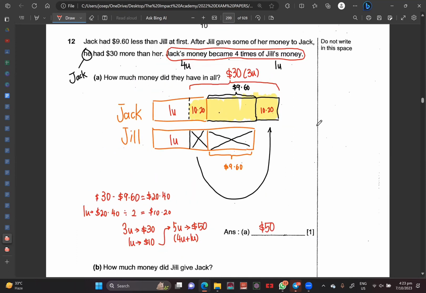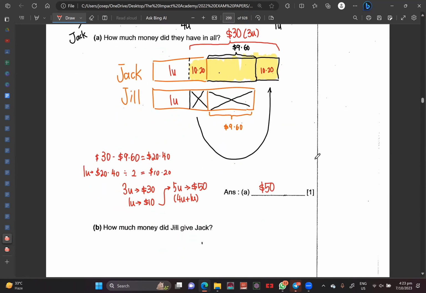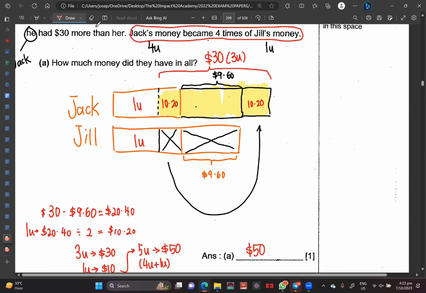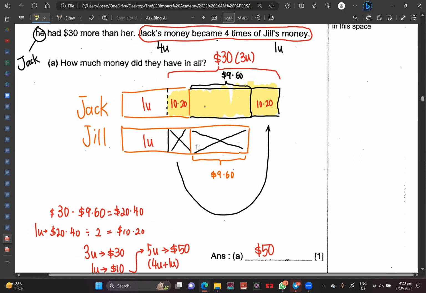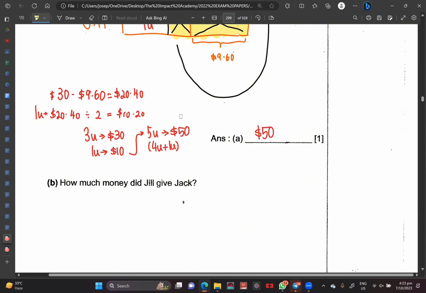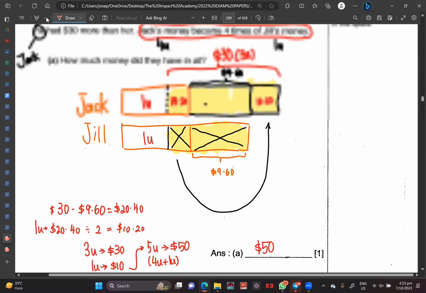In the next question, it says, how much money did Jill give Jack? Now, ask yourself a question. How much money did Jill give Jack? We will just have to look at whatever there is over here. Am I making sense here? So we definitely know that it's $9.60 plus another $10.20. And that's about it.